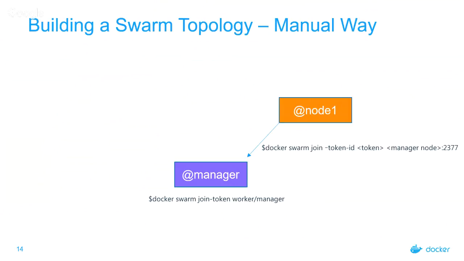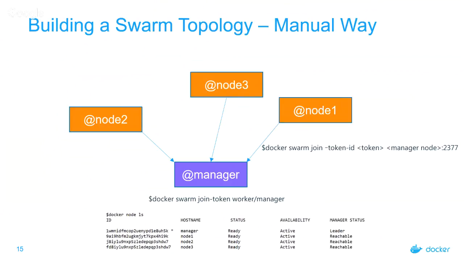Then you go ahead and add a node to it. You say docker swarm join with the token ID and the manager node, and this is how nodes get added. In the same way, if you want to add more nodes, you run the same commands on all the nodes. On the manager node, you can run the command docker node ls, and you will see that all the nodes get displayed. So your swarm is ready.